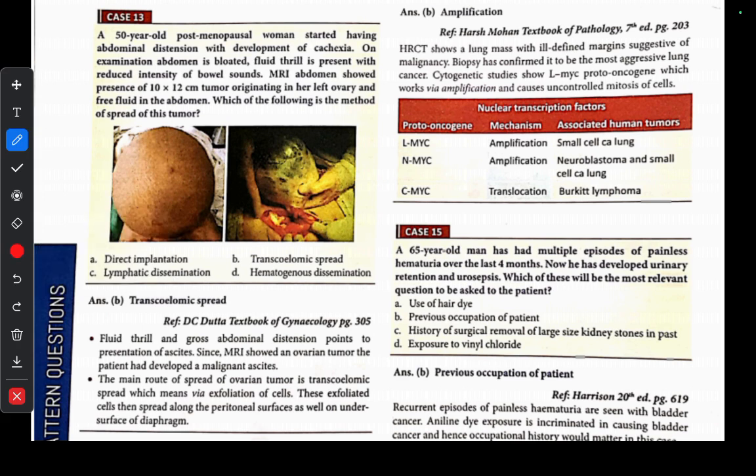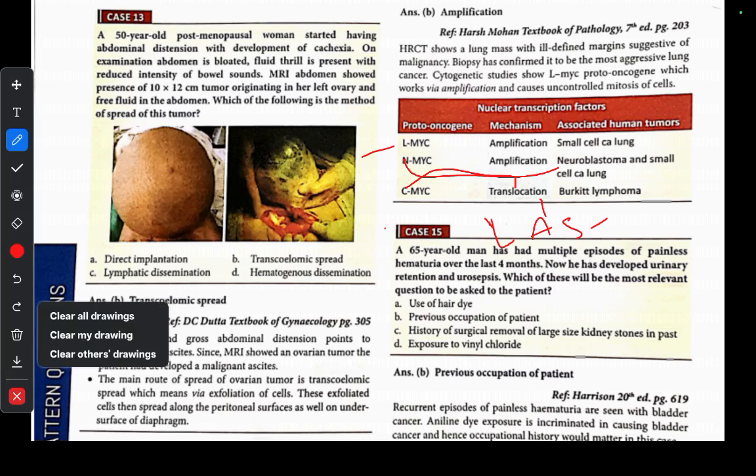Okay, na, L-MYC. So see, L is L, A for amplification, S for the small cell carcinoma, N for what, amma? Neuroblastoma, and also small cell carcinoma of lung. The mechanism is the amplification. C-MYC, CCC translocation, like the same pronunciation, C-MYC translocation is for the Burkitt's lymphoma. That's it. It's very easy. So this is how you have to remember.